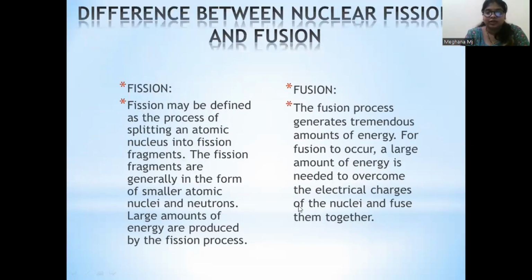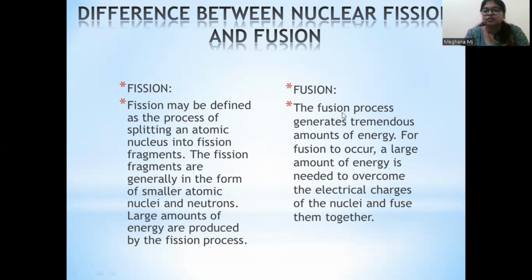And the last topic is the difference between nuclear fission and fusion. Nuclear fission and nuclear fusion. Nuclear fission may be defined as the process of splitting an atomic nucleus into fission fragments. The fission fragments are generally in the form of smaller atomic nuclei and neutrons. Large amounts of energy are produced by the fission process.